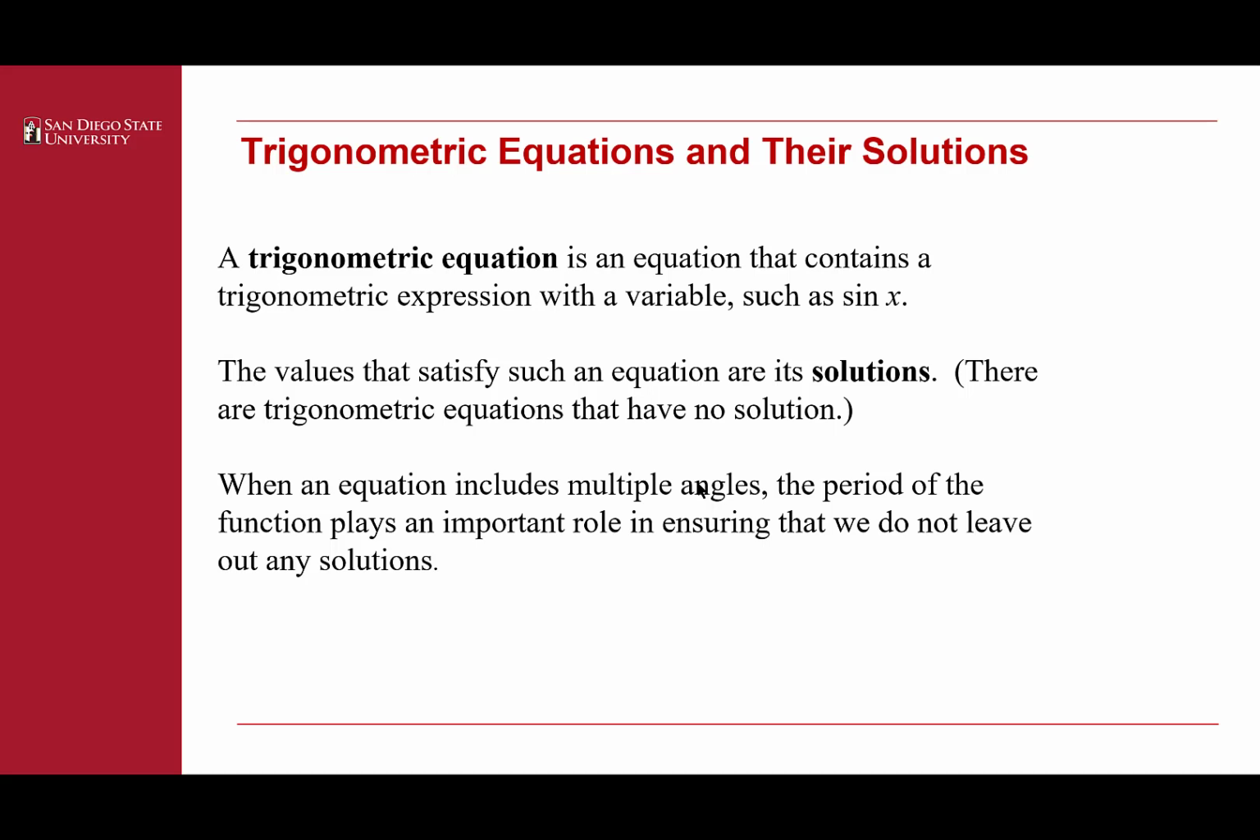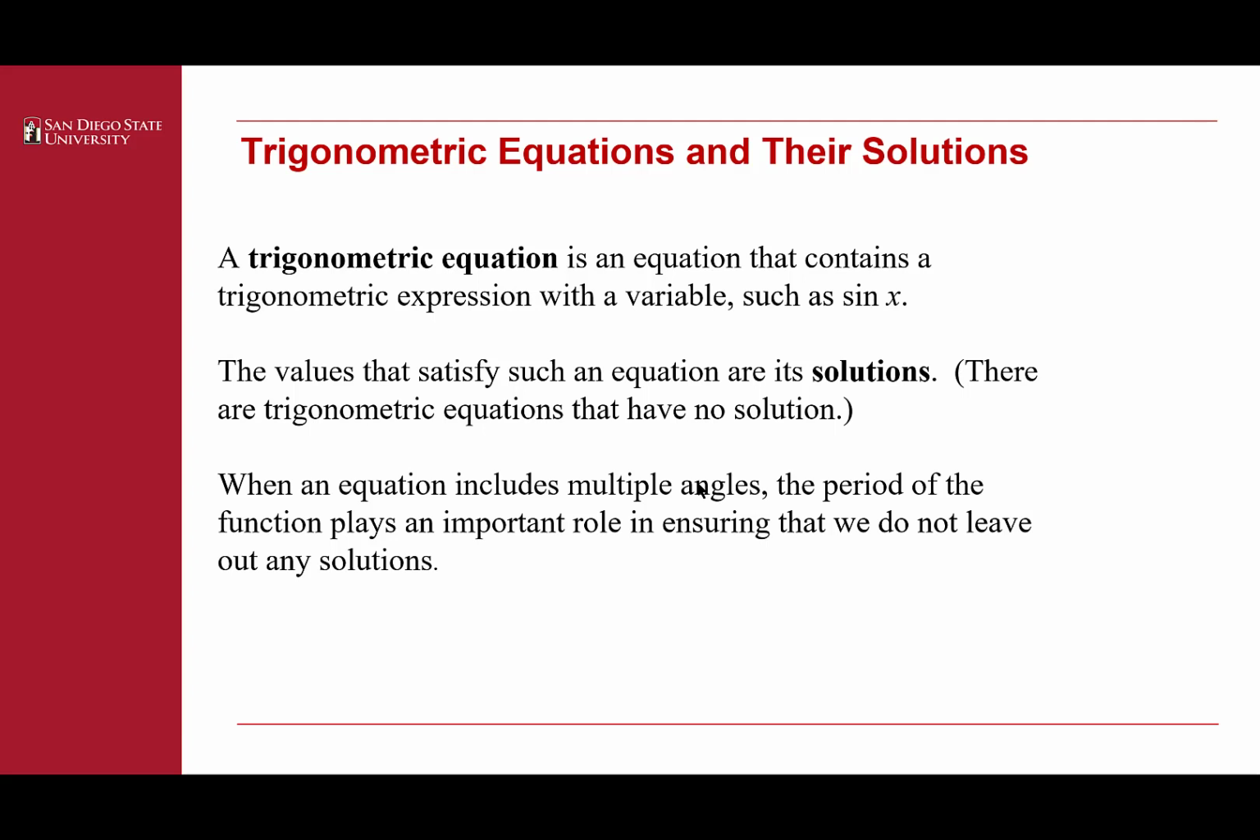A trigonometric equation is an equation, just like the algebraic ones, that contains a trigonometric expression with a variable such as sinus x or cosinus x or whatever it is. The values that satisfy such an equation are its solutions. We mean here the angles, of course, whether in degrees or radians. By the way, there are trigonometric equations that have no solution at all, so this is also possible.